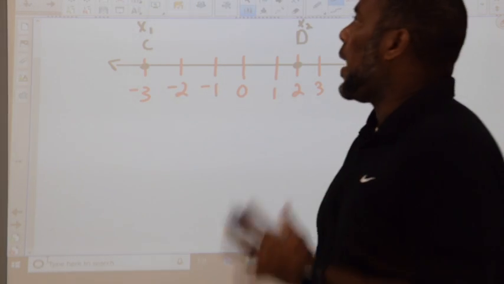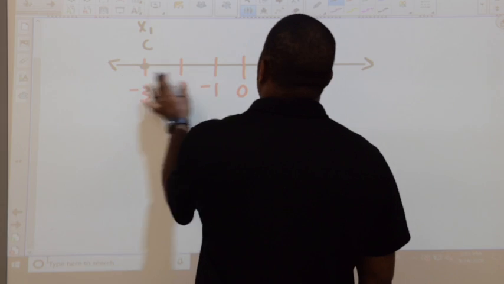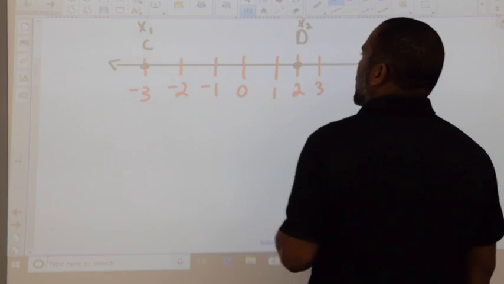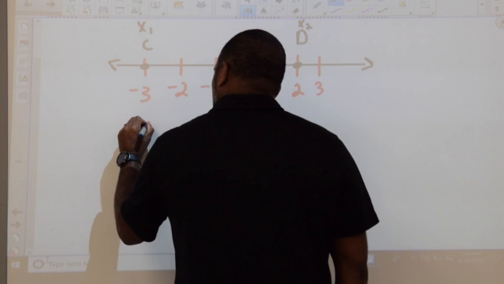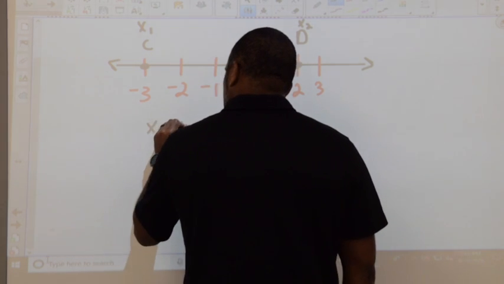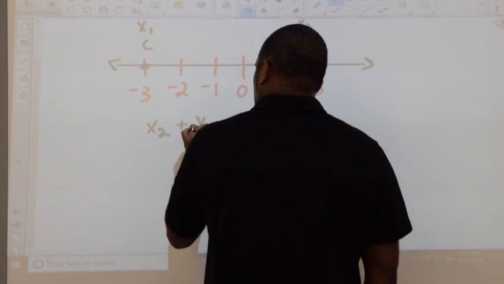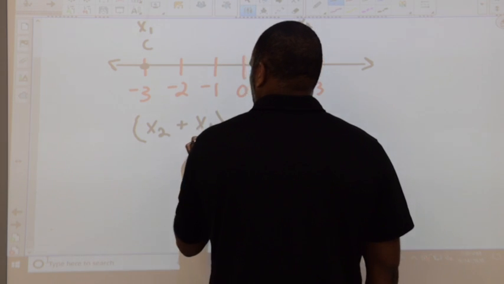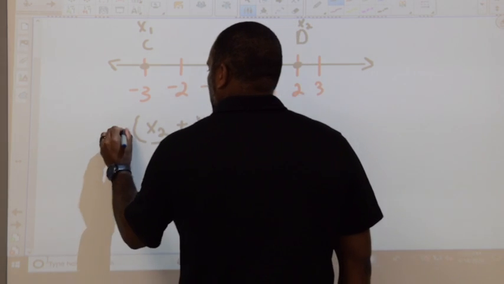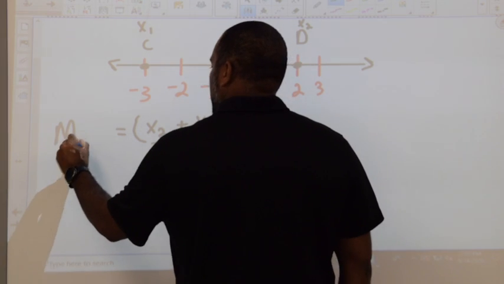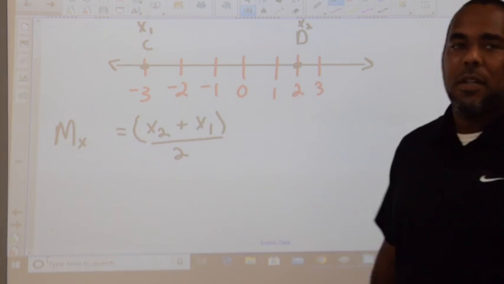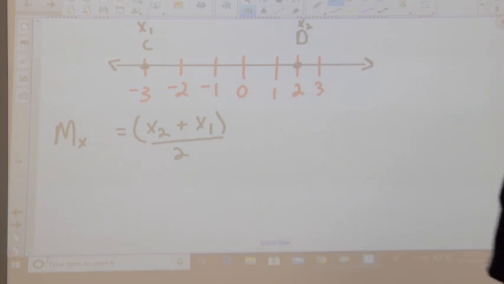So how am I going to find this middle? I'm going to have these two numbers, x1 and x2, arbitrarily out here. And I'm going to say the middle is x2 plus x1, divided by 2. And that's going to be my middle along the x-axis. I'll call it m sub x. Why not? The middle on the x-axis.